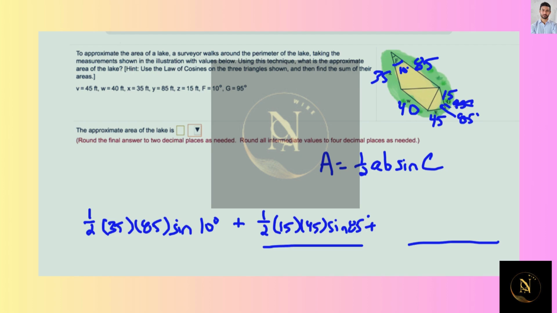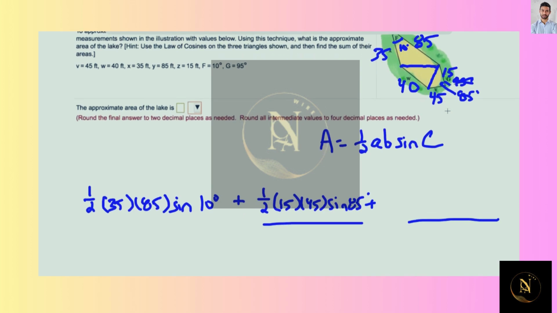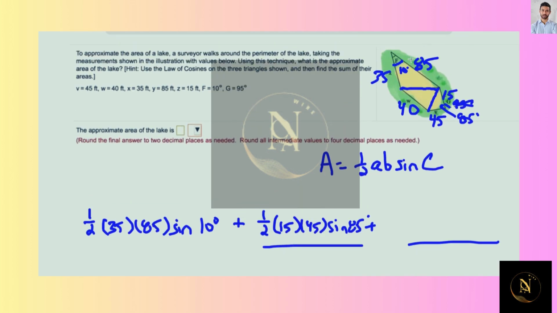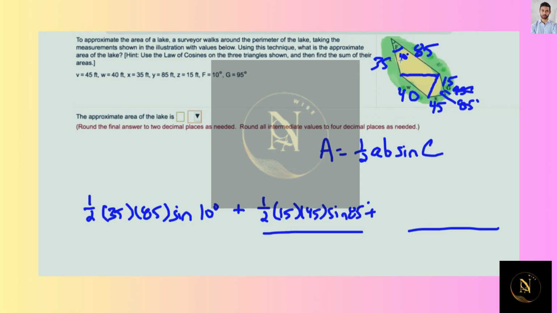Now we need to figure out some information for that middle triangle. That's where quite a bit of extra work might need to be done here. We can use the law of cosines to find these two lengths. Let's go with the top one. Using the law of cosines, we can find that distance because we know the opposite angle and the other two sides.